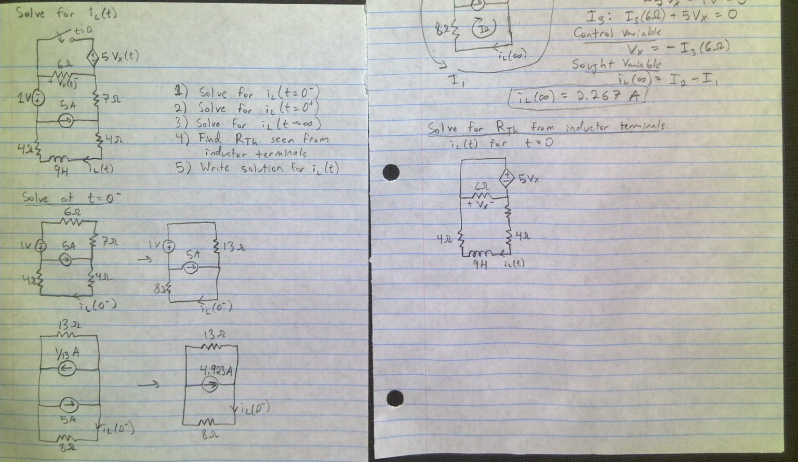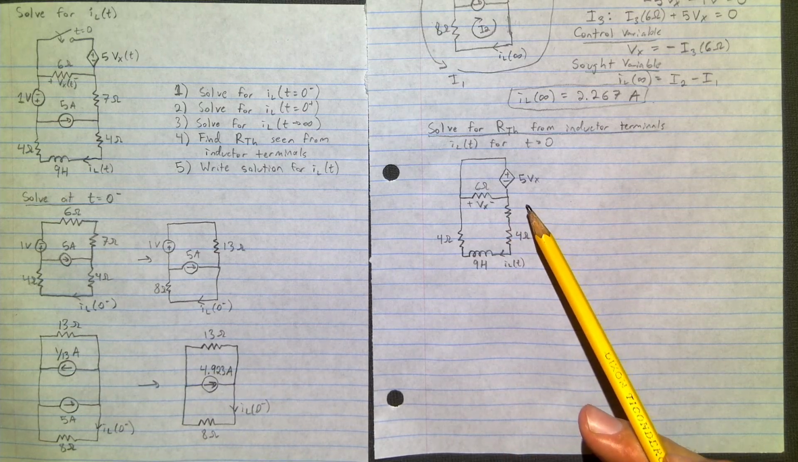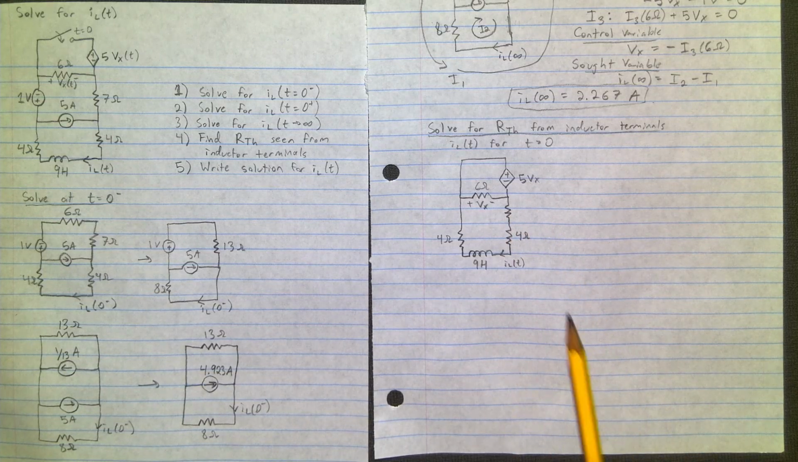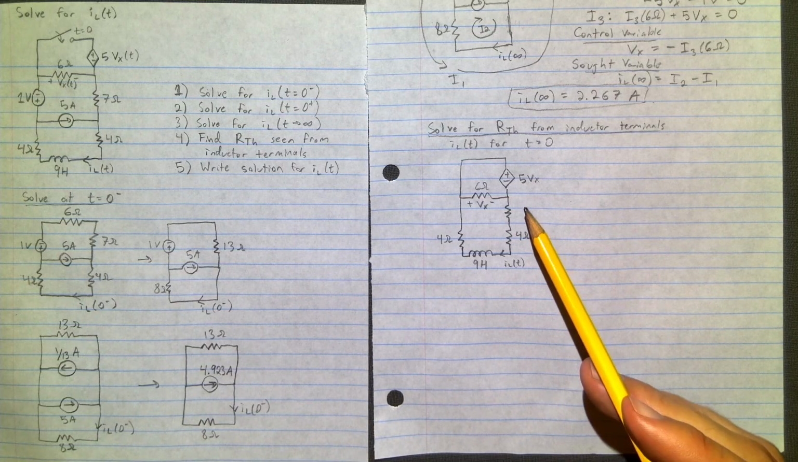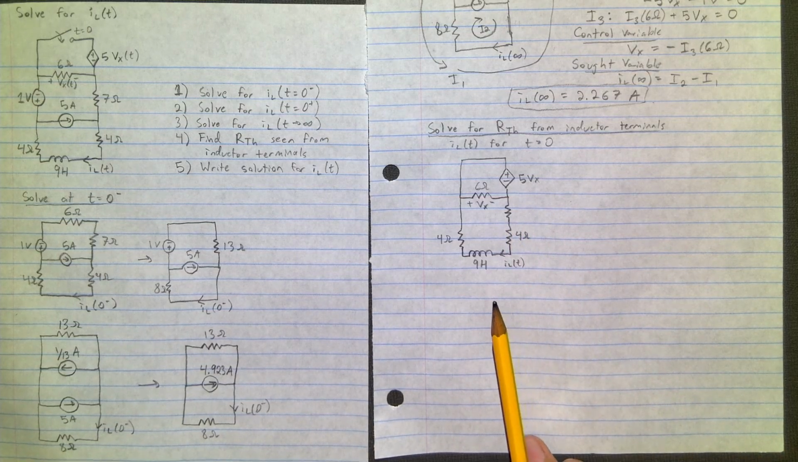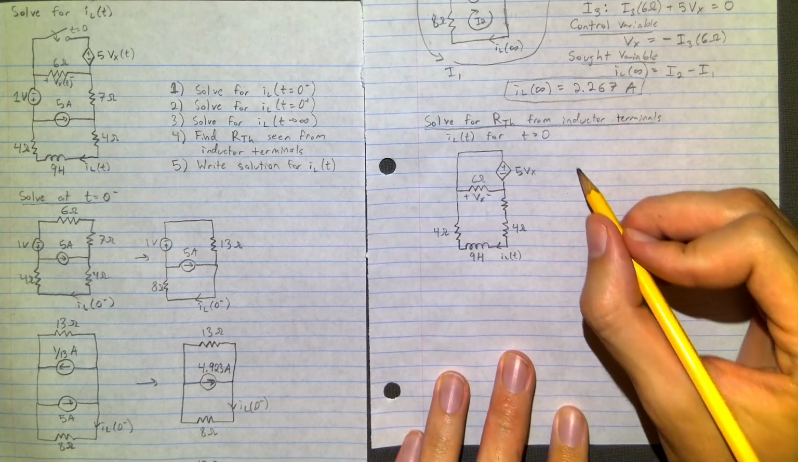So now this is what our circuit looks like. If we didn't have this dependent source, we could just look into the terminals of the inductor and find our Thevenin pretty easily. But since we do have a dependent source, we can't get rid of the inductor, but we have to replace it with a current source. And then when we find the voltage and current supplied by that current source, we can use that to find our Thevenin. So I'll redraw the circuit.